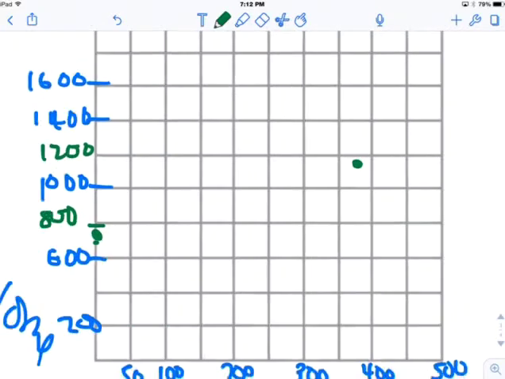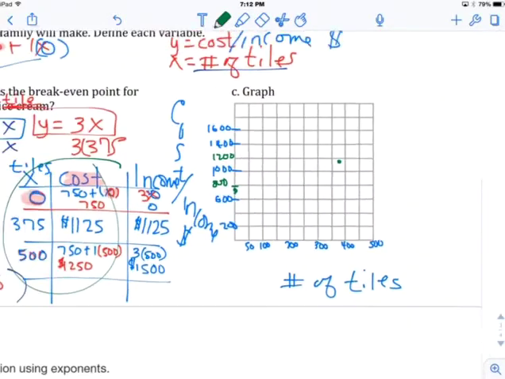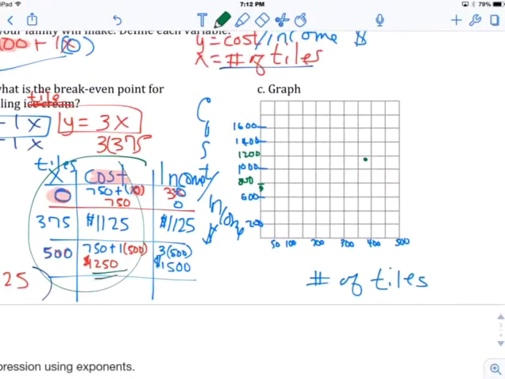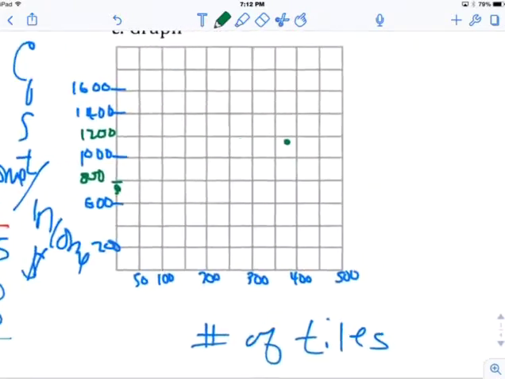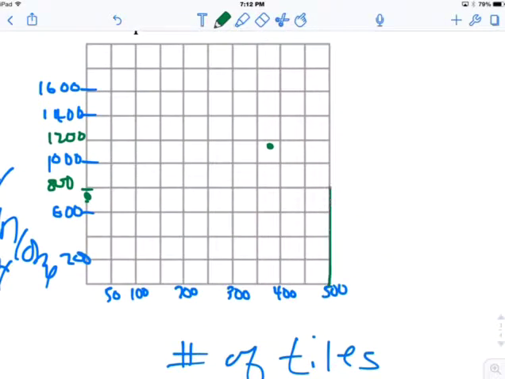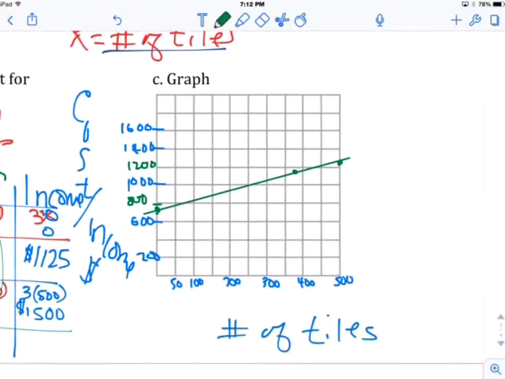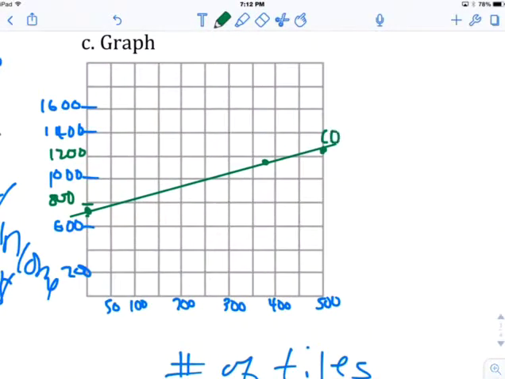Okay, and then the last one is 500. This one, 500, 1250. Goes to 1200. 13 is halfway, so half of that somewhere there. Okay, and then we draw a line. There we go. Love the computer, it straightens it out for you. Okay, this is your cost.